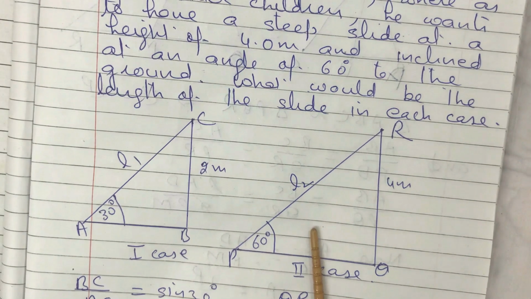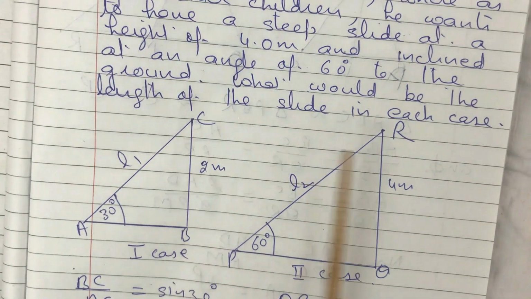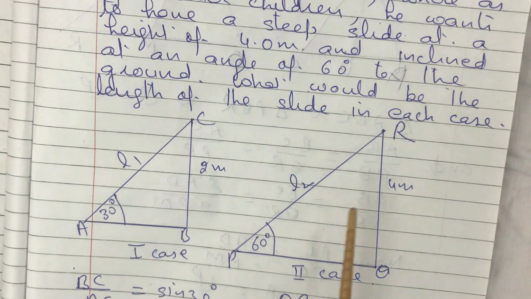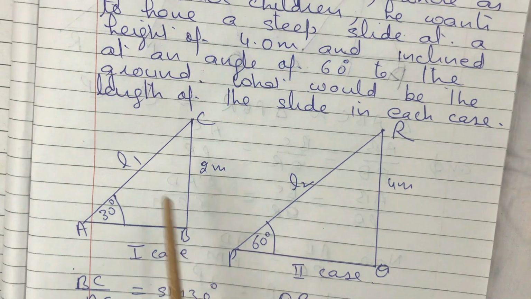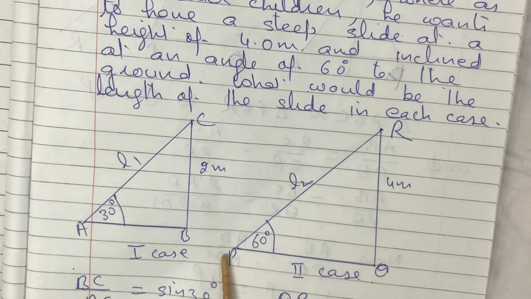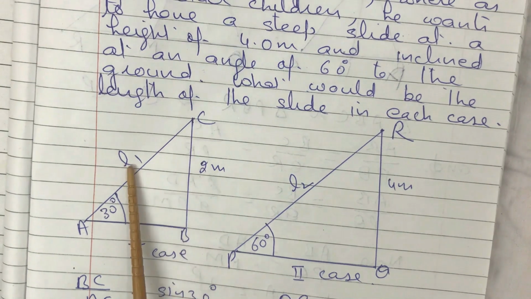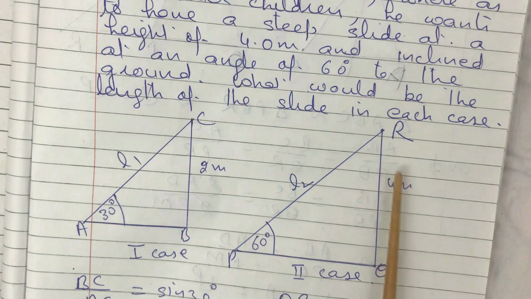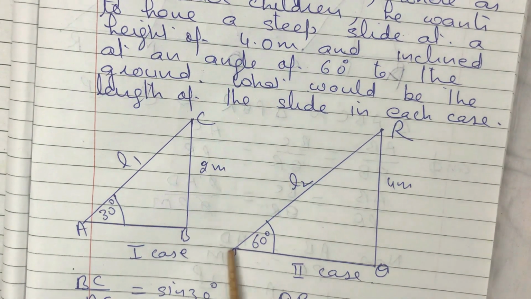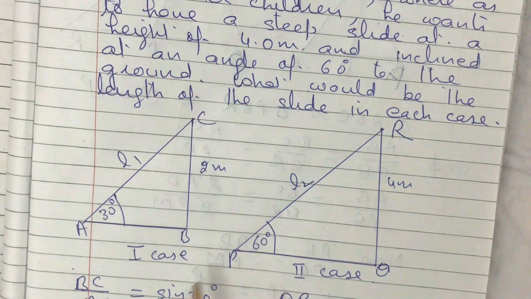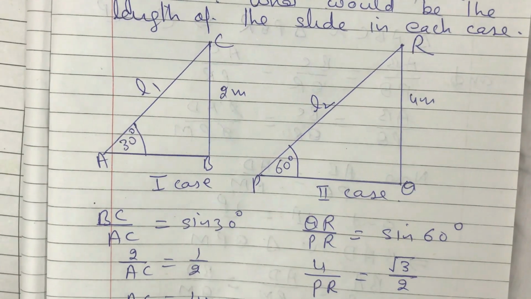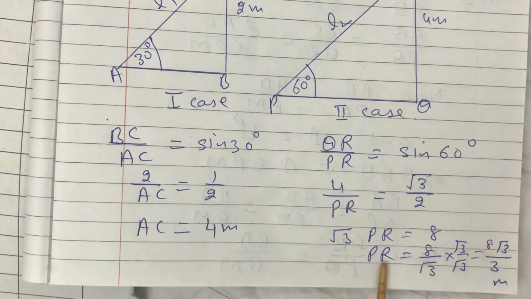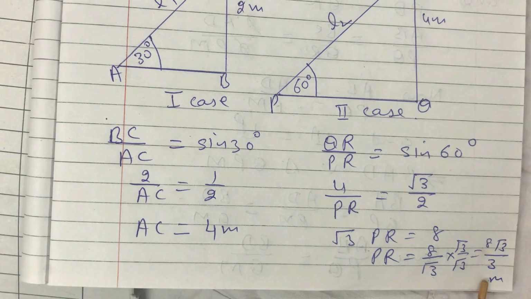Now these 2 slides are given to us. This slide is of height 2 meters, this slide is of height 4 meters. This slide makes an angle of 30 degrees with the ground and this makes an angle of 60 degrees with the ground. I am to find the length of this slide. I am to find the length of this slide. So BC upon AC is equal to sine 30 degrees, and here RQ upon PR is equal to sine 60 degrees. And we will be able to find the length of AC and PR. And length of AC will come out to be 4 meters and length of PR will come out to be 8 root 3 upon 3 meters.